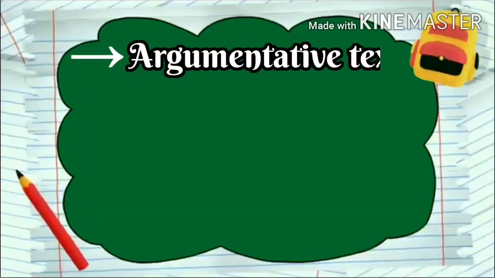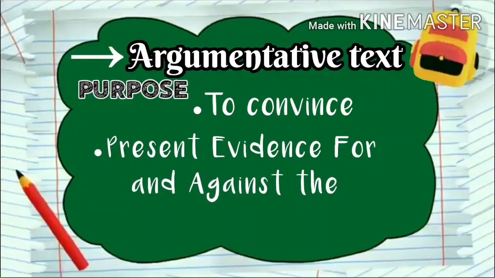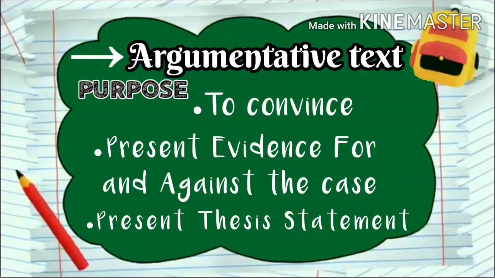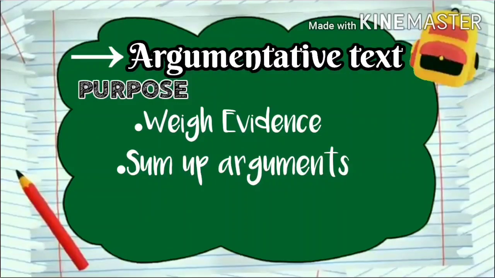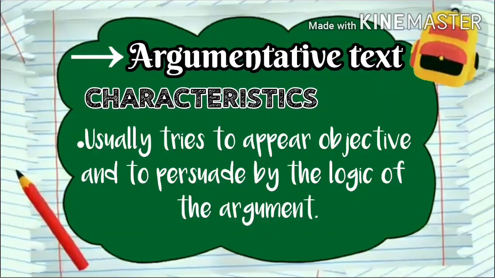We are now down to number 4 text type, and that is an argumentative text, which is to convince someone of something. It presents arguments for or against a case. It presents a thesis statement. It presents evidence for and against. It weighs evidence, sums up arguments, and reaches a conclusion. Its characteristic is it usually tries to appear objective and to persuade by the logic of argument.